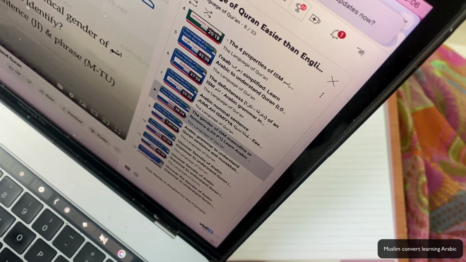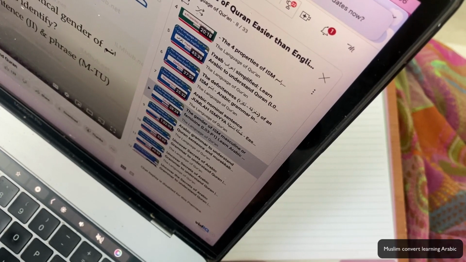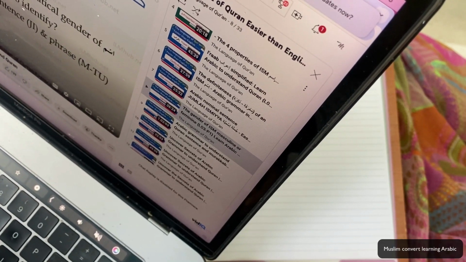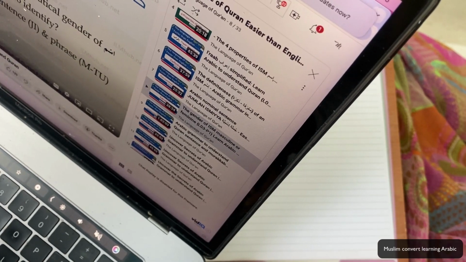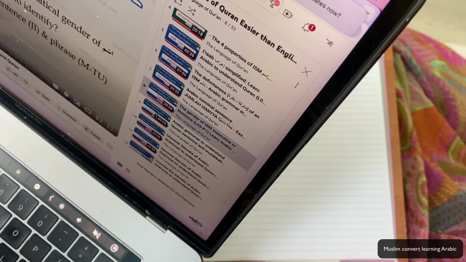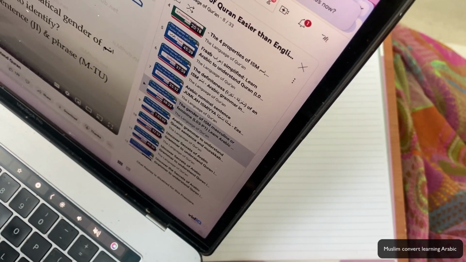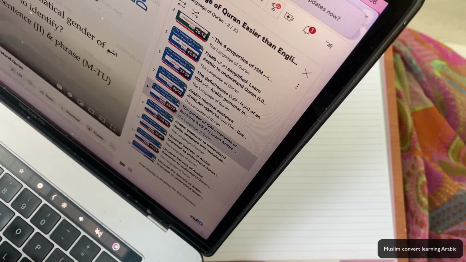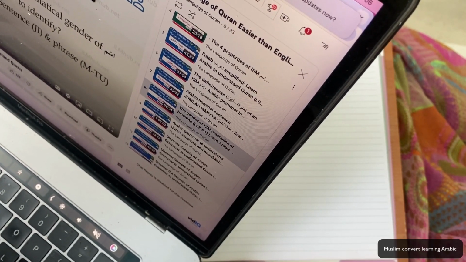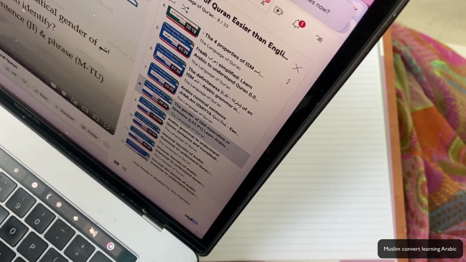In this session, the key learning outcome for us is to get familiar with one of the 4 properties of an ism called the grammatical gender. What we mean by that is every ism in the Arabic language will be either masculine or feminine. There is no neutral gender in Arabic. So how do we identify whether the ism is to be treated as masculine or feminine?